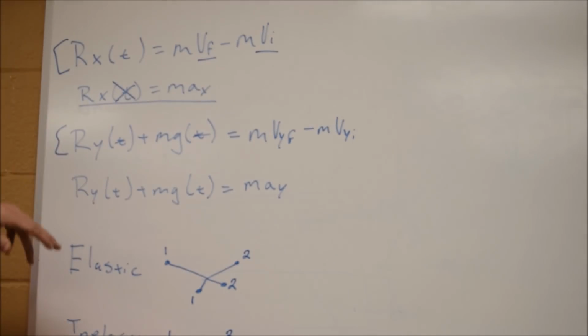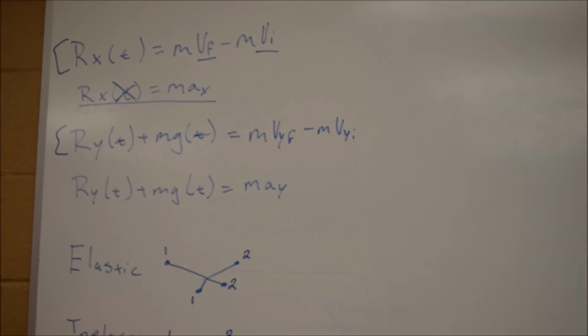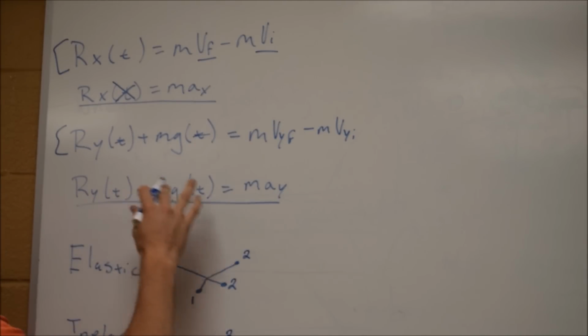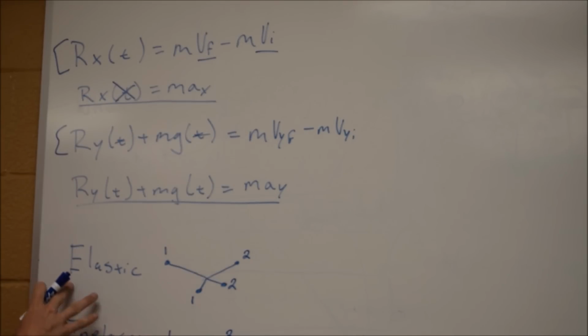And so we're going to do the same thing that we did here. So now we just have Ry times time plus mass times gravity times time is equal to the mass times the acceleration of y. And we'll need these two equations for problems 4 through 7. So those are pretty important to be able to understand. Now, this next stuff is for problems 1 and 2.